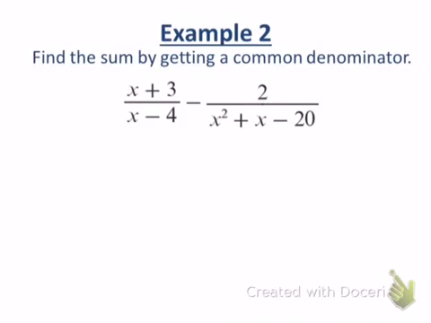X plus 3 over x minus 4. Now, we're subtracting here, so we're going to have to be careful. To find the least common denominator, we have to find the factors of all of our denominators so we can make sure that every factor is represented. And the way we're going to do that is we're going to factor x squared plus x minus 20 as x plus 5 times x minus 4.